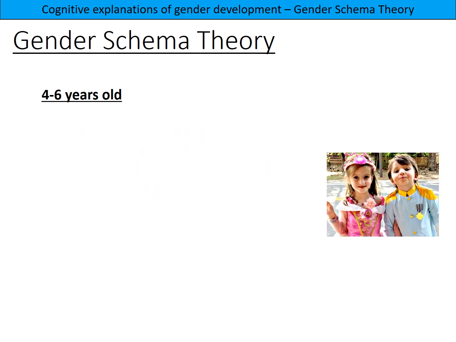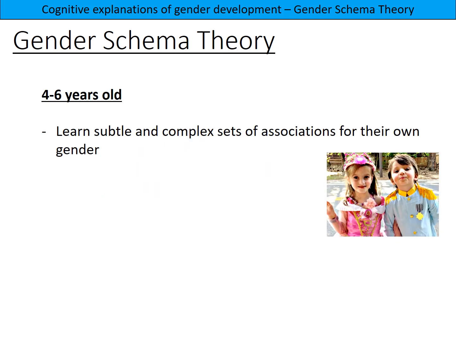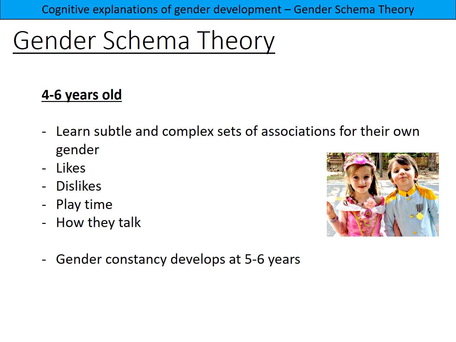The second stage is around 4 to 6 years old, and this is where the children start to learn more subtle and complex sets of associations for their own gender. So they become slightly more flexible, and more complicated in terms of what they know about their gender. They know their likes, their dislikes, what they should do at playtime, what's appropriate behaviour and what's not appropriate behaviour, and how they should talk.